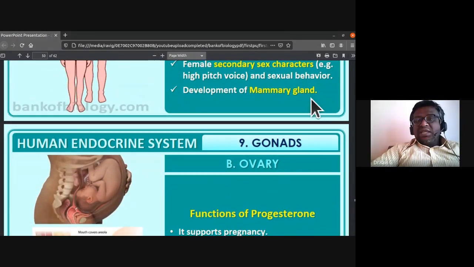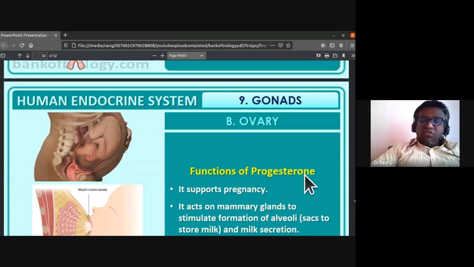But here the major thing that you have to remember is the hormones that are released by the ovary, estrogen, the female hormone. The typical characteristics of female, the secondary sexual characteristics of female, are brought about by estrogen. Then the functions of progesterone.